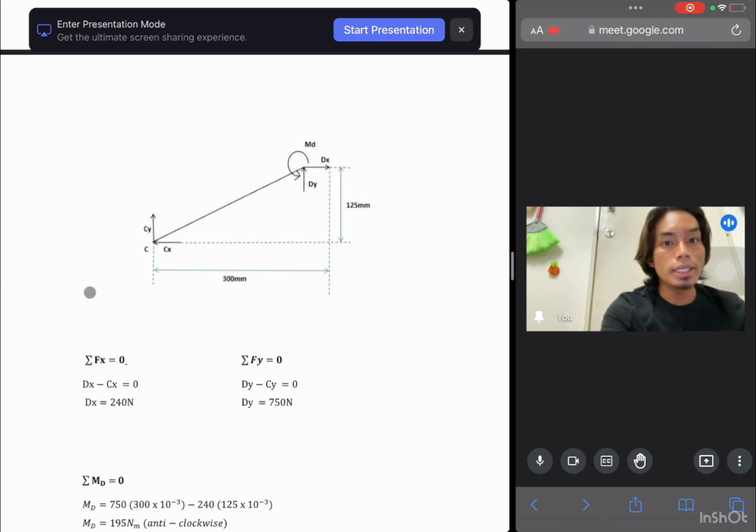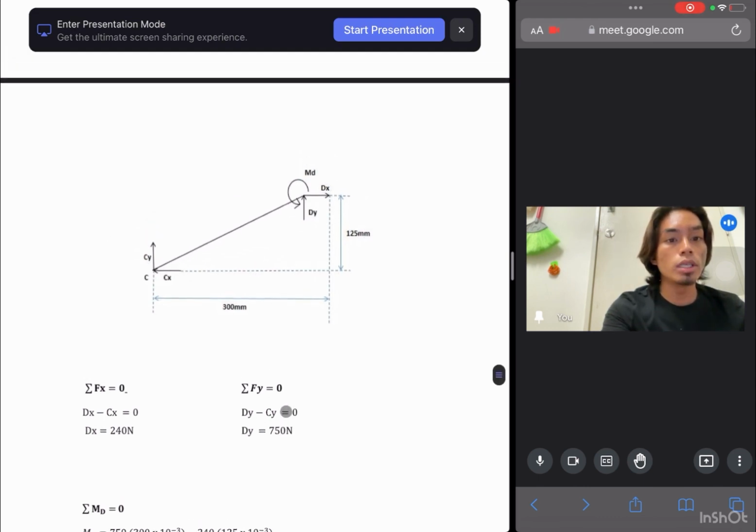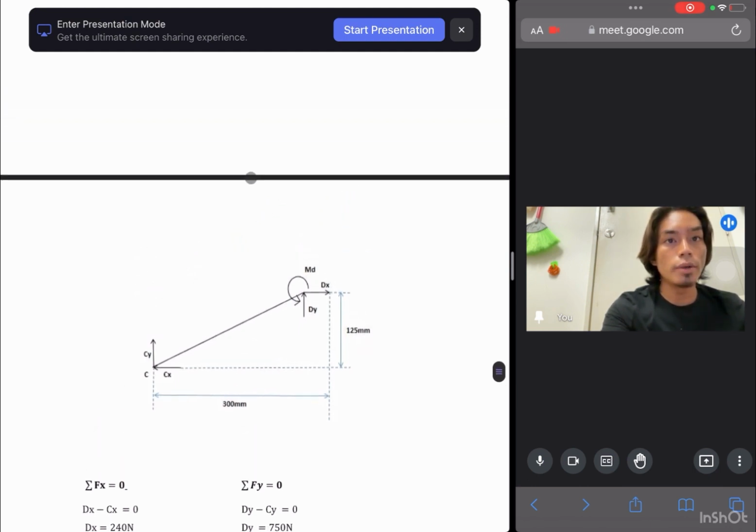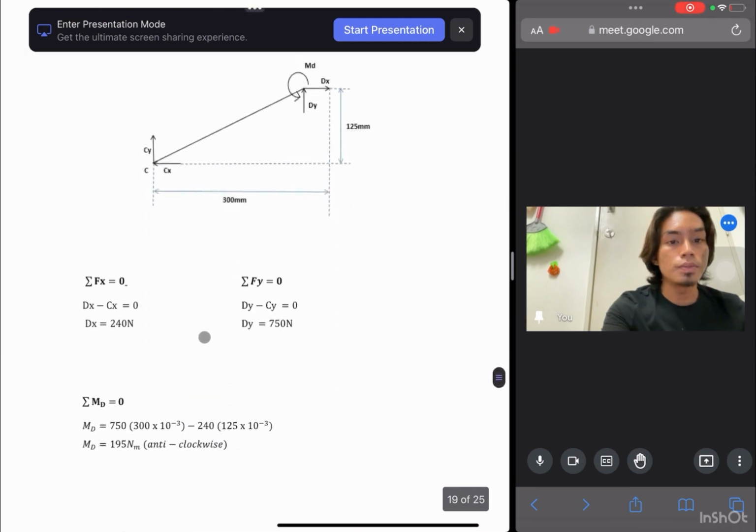For this Dx and Cx, when Dx minus Cx equal to 0, we can get Dx equal to 240 Newton. For the Fy, summation of Fy, Dy minus Cy equal to 0 Newton. So Dy we get 750 Newton. So this answer we get from this equation.